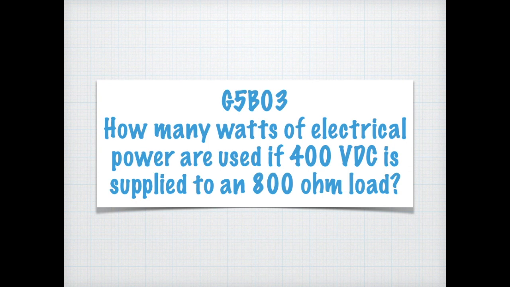Some of you might freak out when you see this question on the exam. It's how many watts of electrical power are used if 400 volts DC is supplied to an 800 ohm load. You have to do some math to calculate this. We're given volts DC and ohms, but we need to somehow magically make it into watts. So let's see how we can do that.